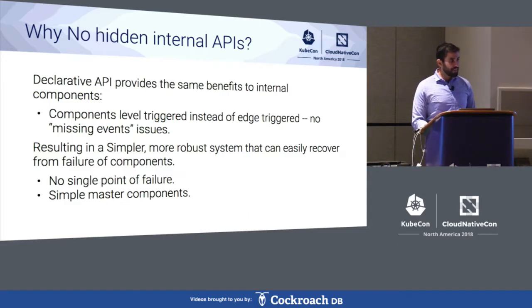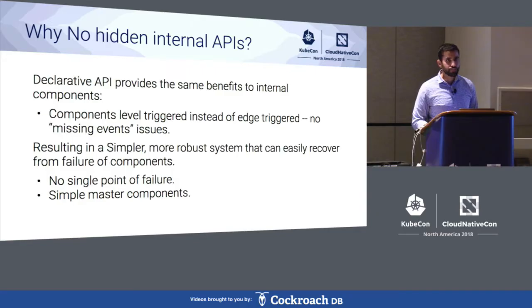So what are the benefits of this no hidden internal API principle? I think I talked a little bit about this already. Components that are level triggered instead of edge triggered tend to be more robust, especially for distributed systems where you have to expect that you're going to have so many components that make up your system, something is always going to be failing. And so you have to design your system for reliability and be able to tolerate failure of any one of those components.